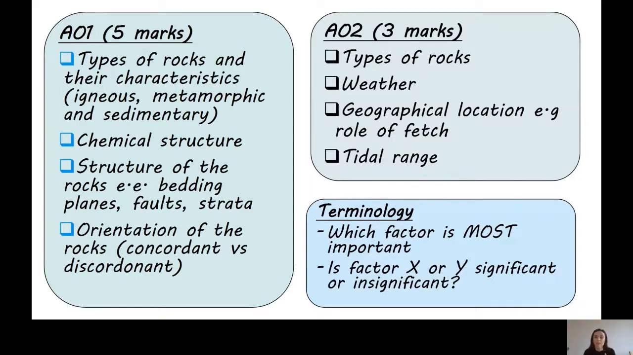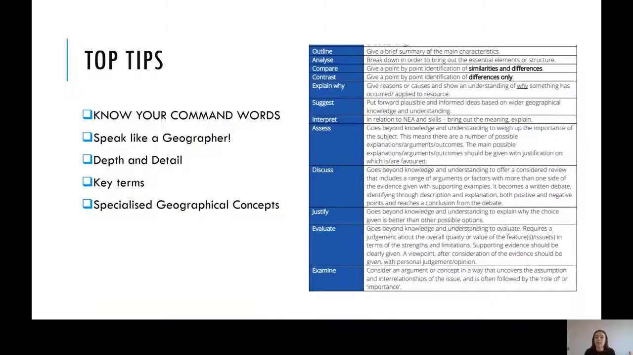Right, top tips to finish off. Please know your command words. There are some of them there on the right, but look at the questions that you have in an exam, and you need to understand the requirements of each command word in order to hit the full marks. Speak like a geographer. Use the key terms. Talk in detail and depth. Remember, you're AS geography students. You're not year 10 pupils anymore. You need to speak like a geographer. And remember to use a specialised geographical concept. Ask your teacher if you're unsure, if you don't have a list.